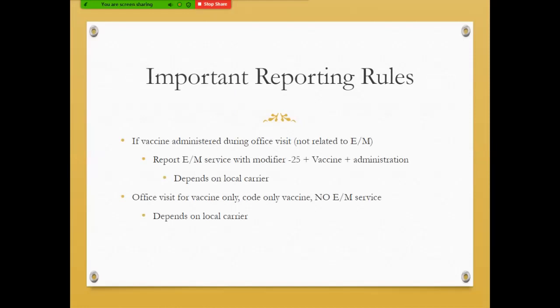Important reporting rules. If a vaccine is administered during an office visit not related to the E&M, you report the E&M service with the modifier 25 plus your vaccine plus your administration. A lot of those things depend on your local carrier. For an office visit for vaccine only, code only the vaccine, no E&M, evaluation and management service, and it depends on the local carrier. So you're thinking, how am I supposed to know that when I get to my facility?